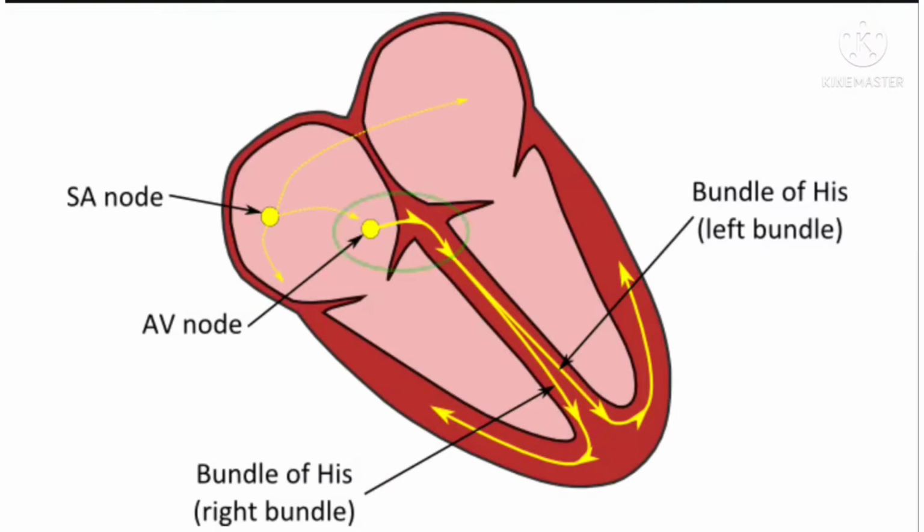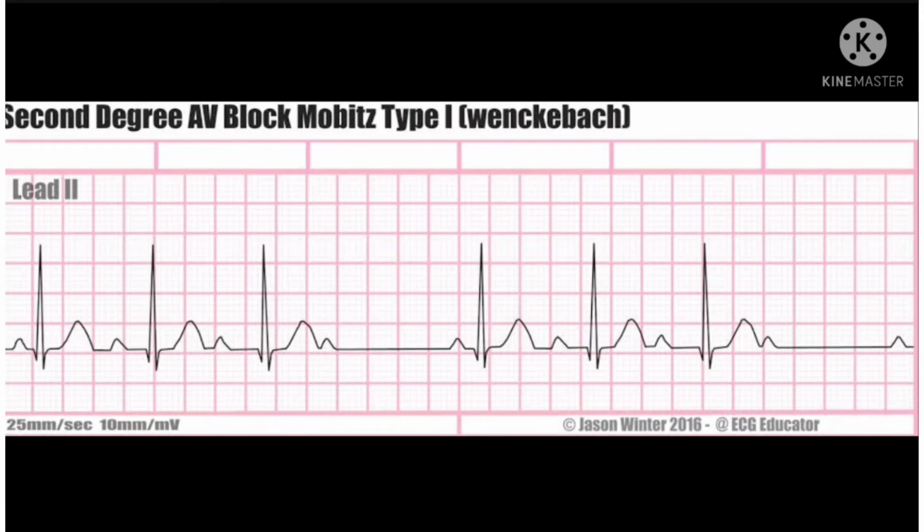Let's see the second degree heart block. Here also the problem lies in the AV node. But this time, the AV node becomes fatigued to the incoming impulses of the SA node. So after conducting 2, 3 or 4 signals from the SA node, it drops one beat to prepare for the next signal. Likewise, in this ECG, after conducting 3 signals from the SA node, it drops one beat and again conducts 3 impulses.